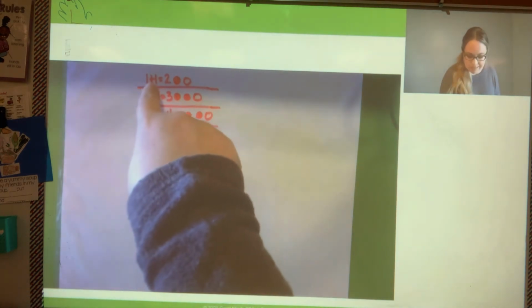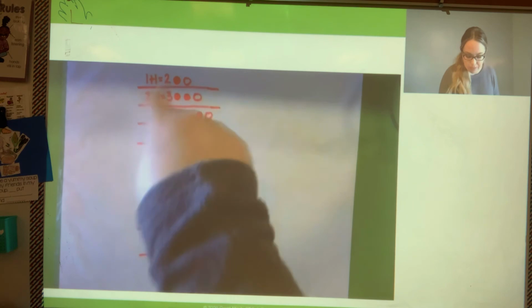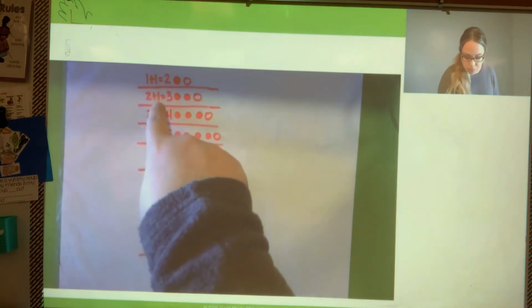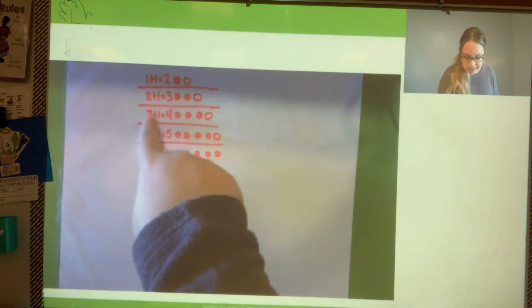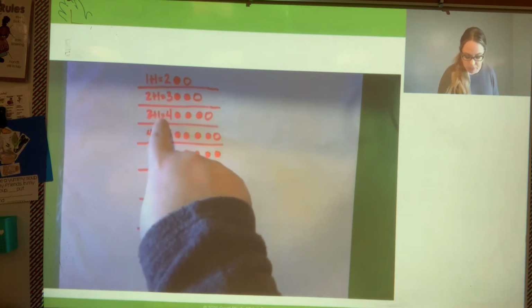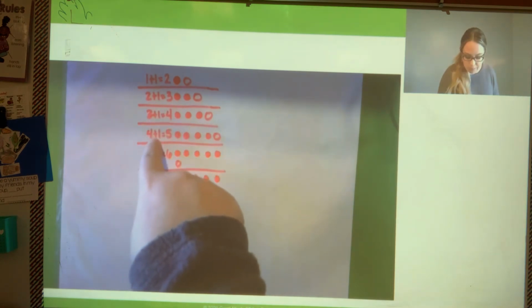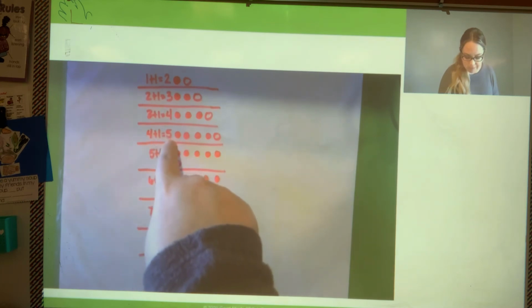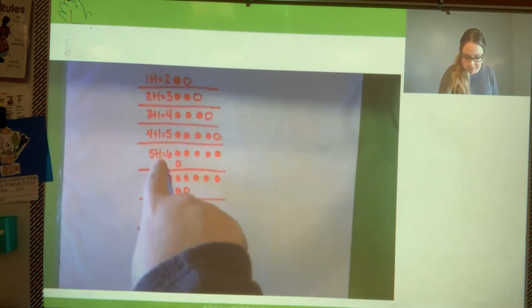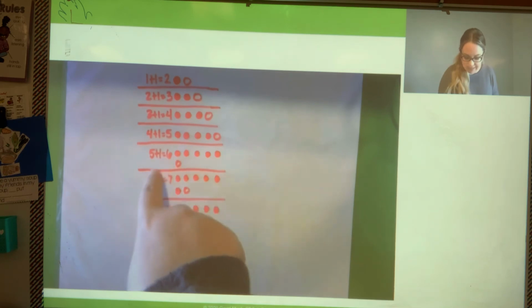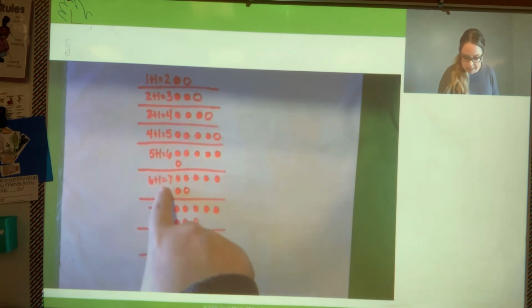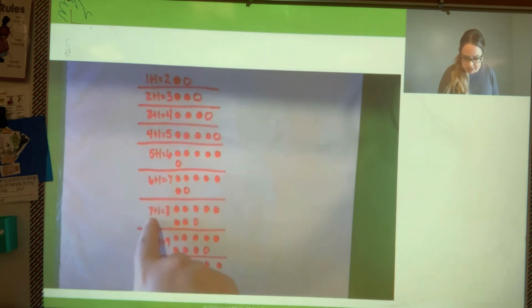Let's read them. 1 plus 1 equals 2. 2 plus 1 equals 3. 3 plus 1 equals 4. 4 plus 1 equals 5. 5 plus 1 equals 6. 6 plus 1 equals 7. 7 plus 1 equals 8. 8 plus 1 equals 9. And 9 plus 1 equals 10.